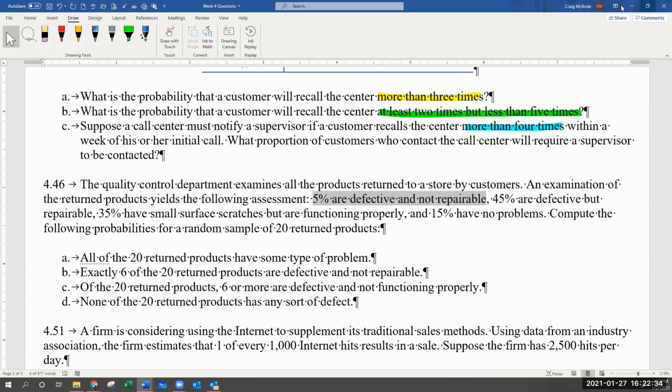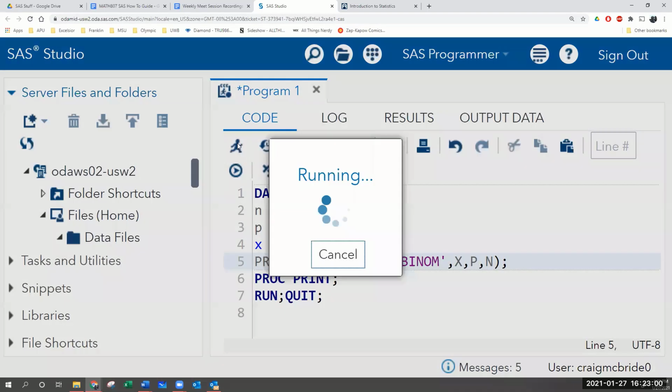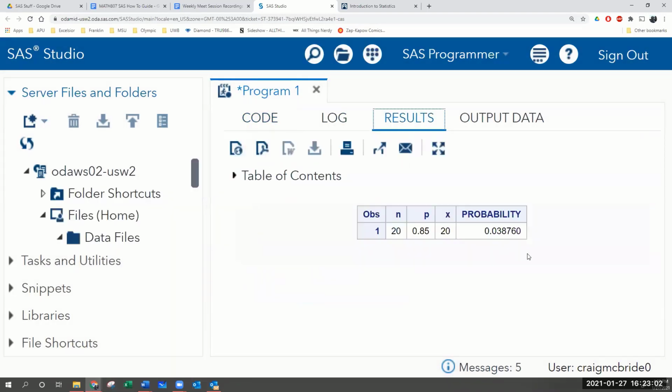So for all 20 of them, we just have to do a sample size of 20. Our probability of success is 85, and we want to know the probability of all 20 of them, exactly 20 of them, right? So it's a PDF, not a CDF. And we run that, and there's our probability of exactly 20 of them. Okay, that's what I had. Okay. Yep. Thank you.